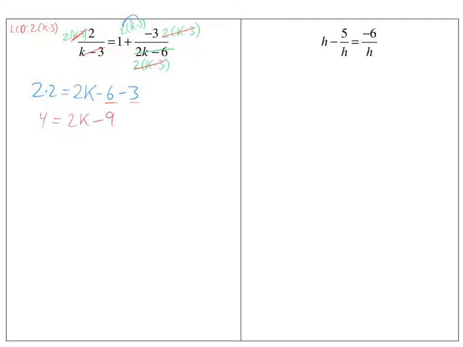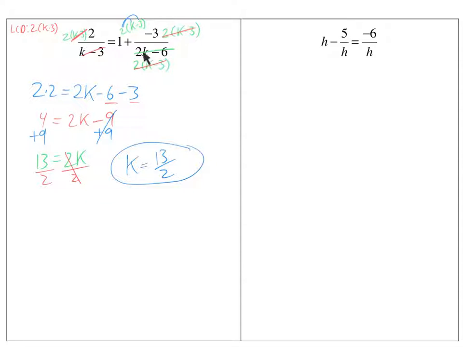Now to solve this, don't we move the negative 9 over? Yeah. So I'm going to add the 9 off. 2k equals, what is that, 13? And then which way, do we divide off the 2 or the 13? Divide the 2 off. So k equals 13 over 2.